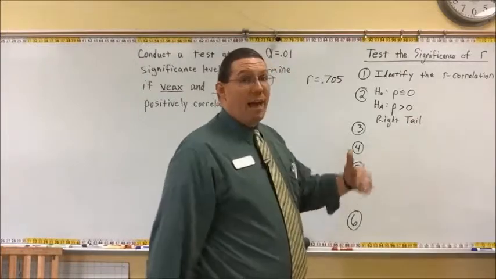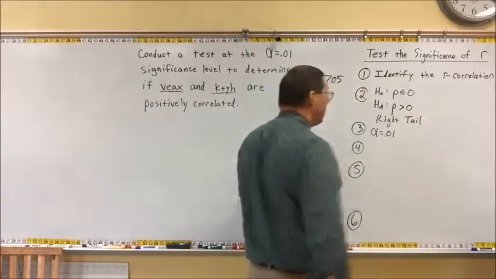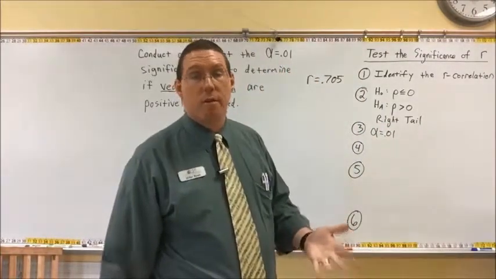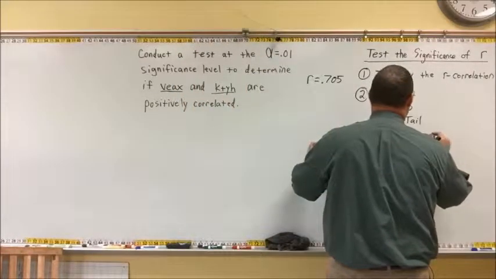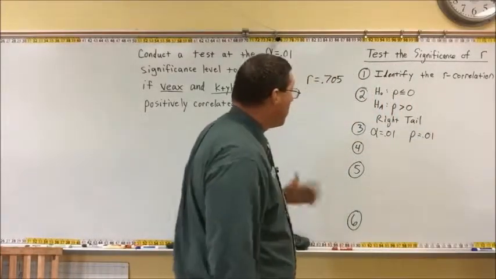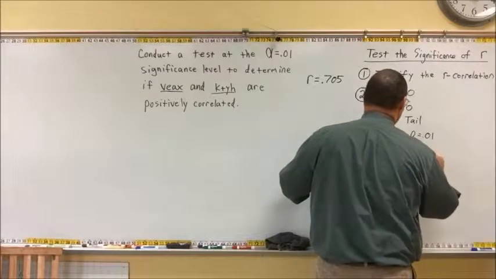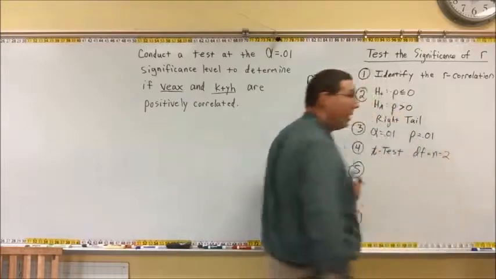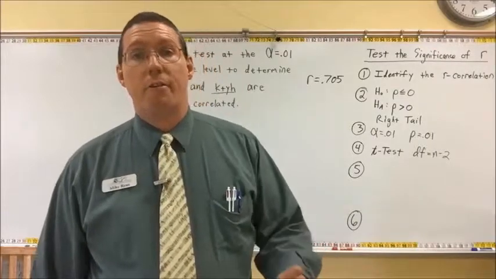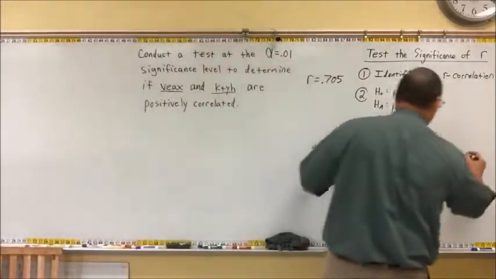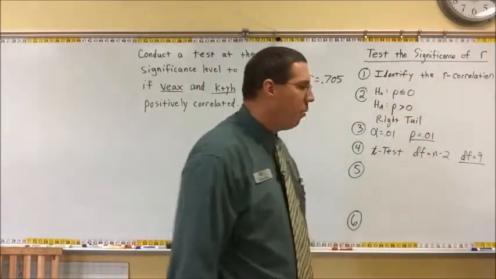Now we want to identify the alpha and the p-value. Well, the alpha given in the problem is 0.01, and because it's a one-tail test and it's a t-test, our p-value is going to be the same as our alpha. So the p-value that we're going to look up in the table is 0.01. This is a t-test, and the degrees of freedom are going to be n minus 2. Remember, we counted the observations when we identified the correlation, and there were 11 observations. 11 minus 2 is 9. So the degrees of freedom for this problem are 9. Degrees of freedom 9, p is 0.01.